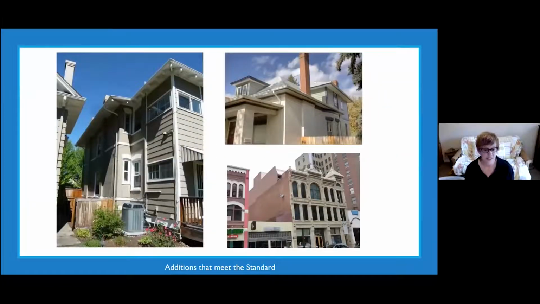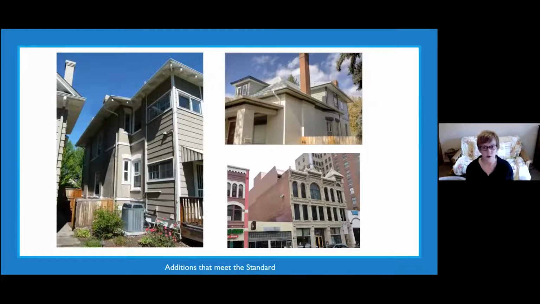So, some examples of additions that meet the standards. We have here a rear addition. It's 2 stories, but it's set to the rear behind a 2-story house. It's inset. It uses a different material. It's similar in design. It has a hipped roof like the original house, but it's also clearly identified as new due to the change in material. So, no false sense of history.